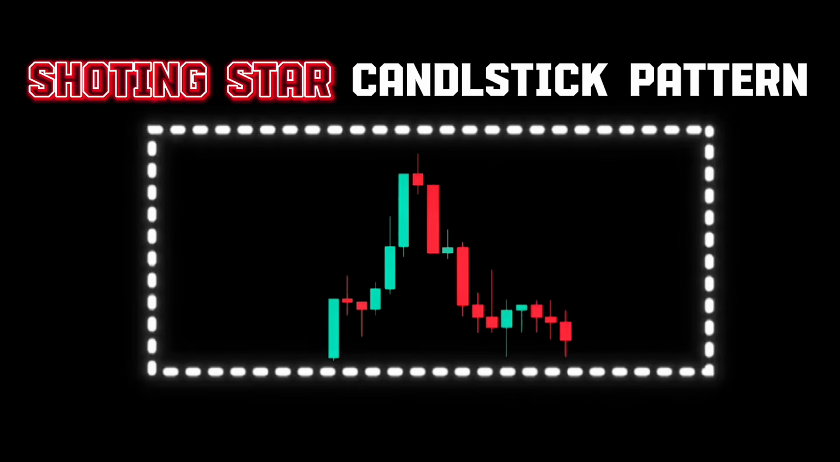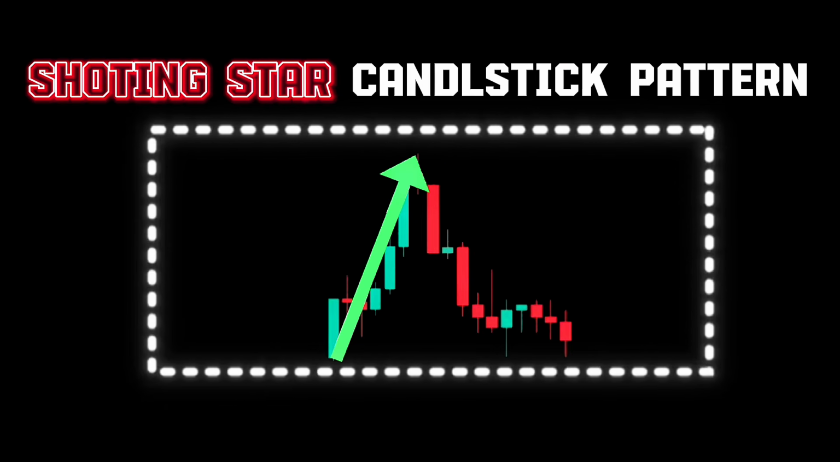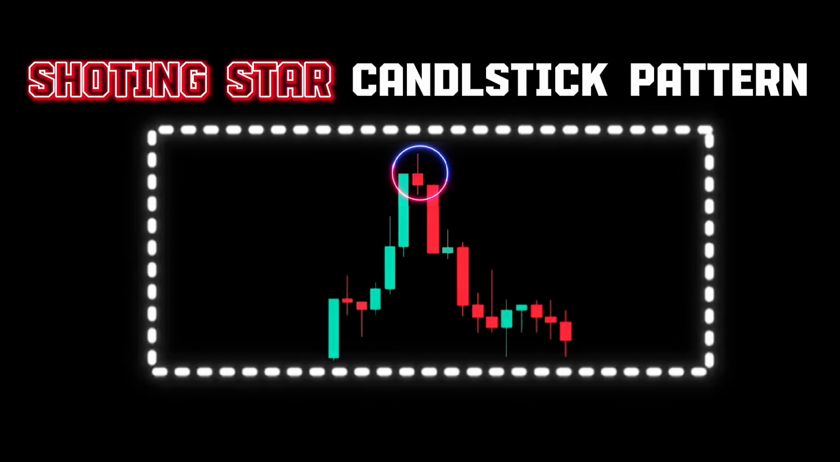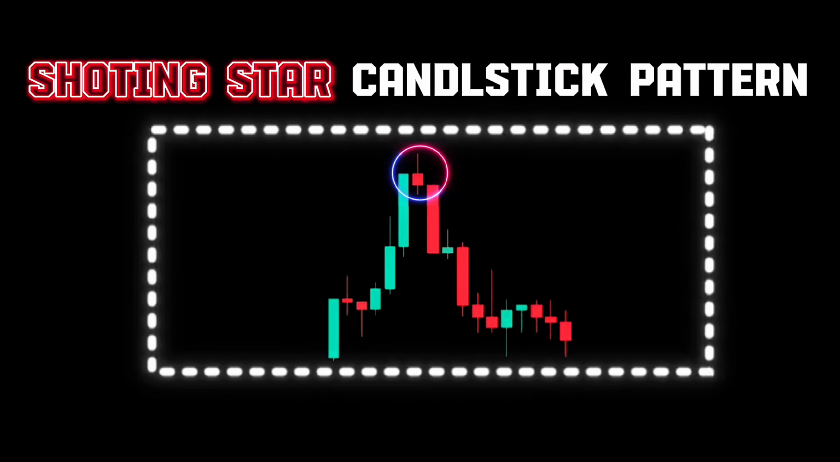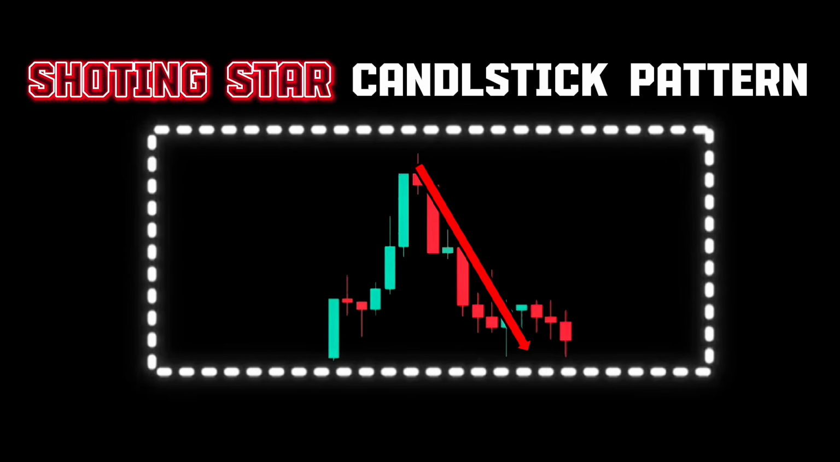Let's look at this chart. The market is clearly in an uptrend, and as it approaches a key resistance level, a shooting star forms. The candle tries to break higher, but sellers take over and price closes low. And right after that, the market drops. That's the power of a shooting star.